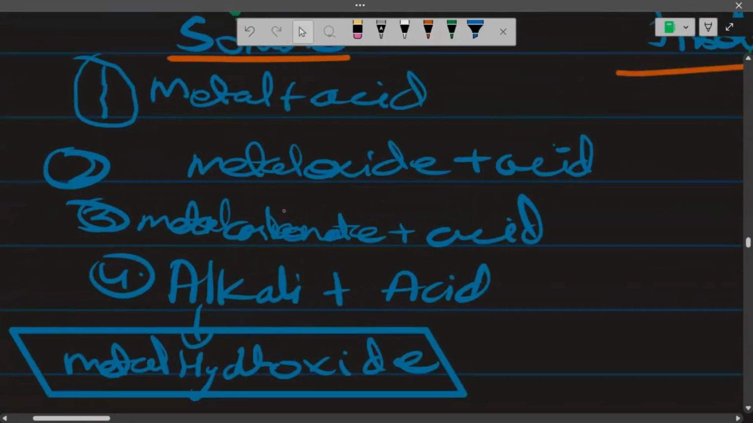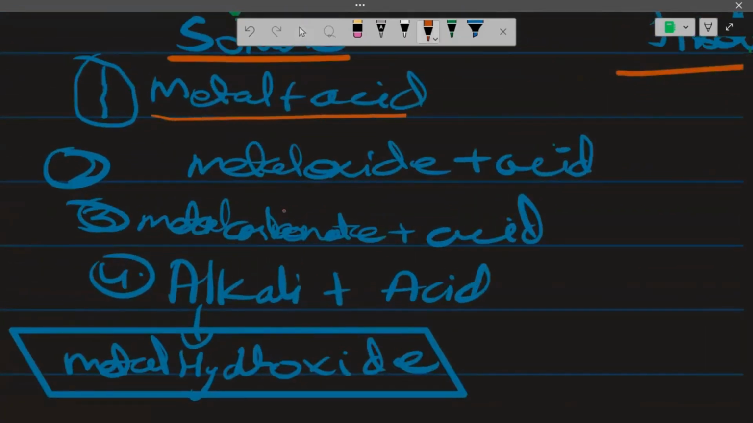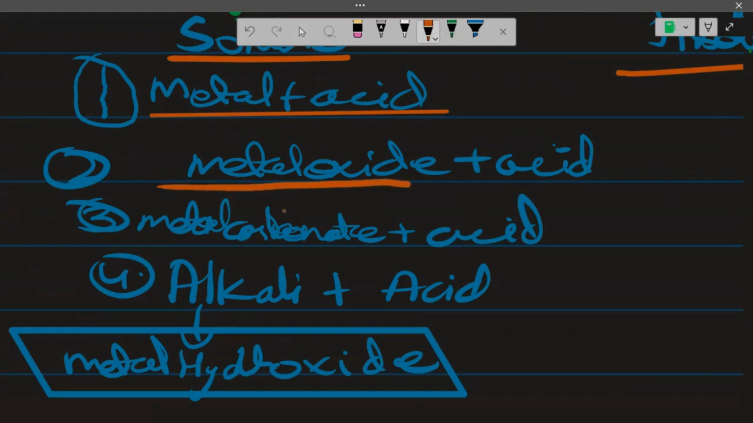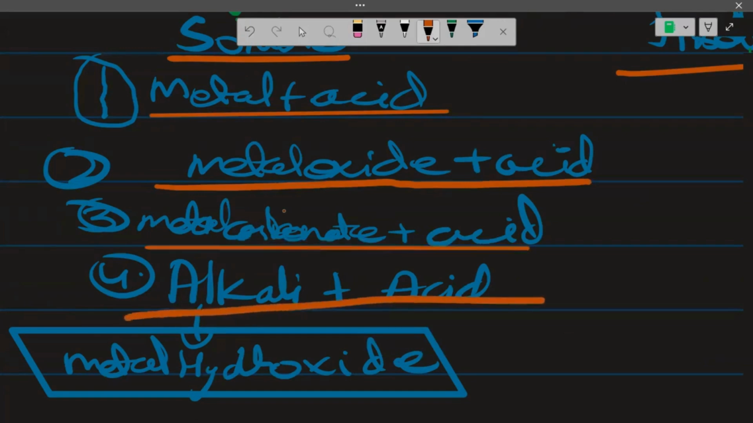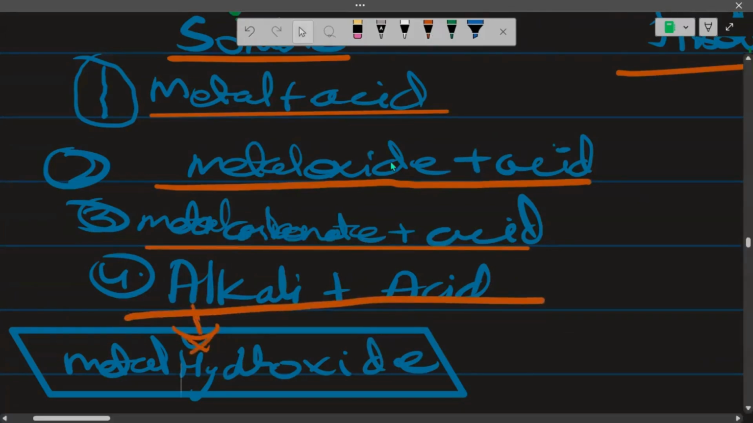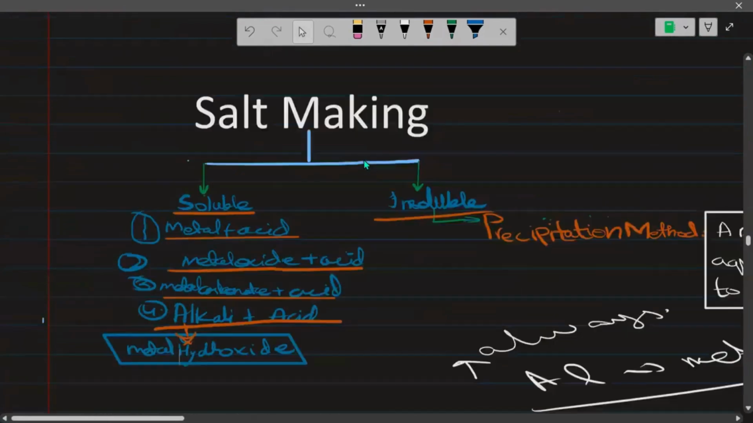What are they? First of all, when we react a metal with an acid. Then the second one is a metal oxide with an acid. The third one is a metal carbonate with an acid, and the fourth one is an alkali with an acid. Alkali basically means metal hydroxide. So metal hydroxide or alkali with an acid. So these are the four ways we make salt in the soluble way.